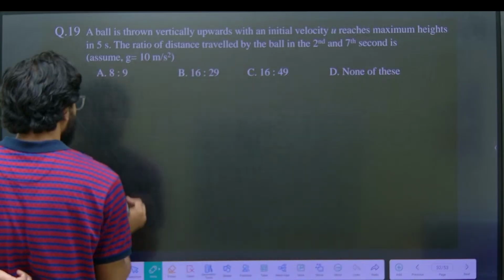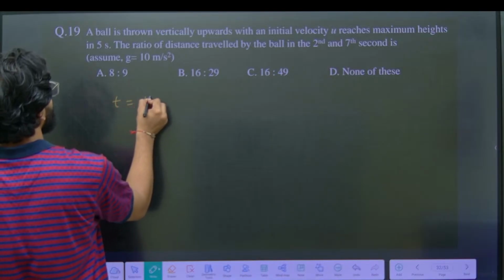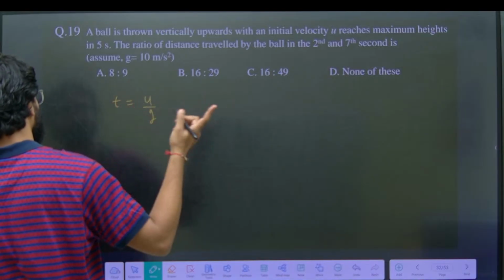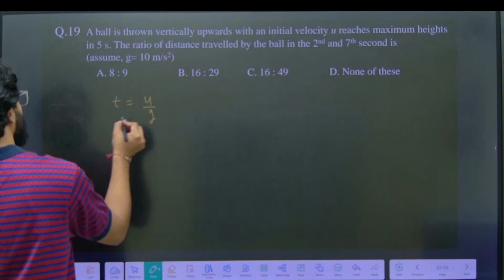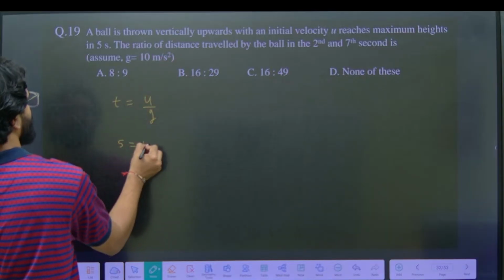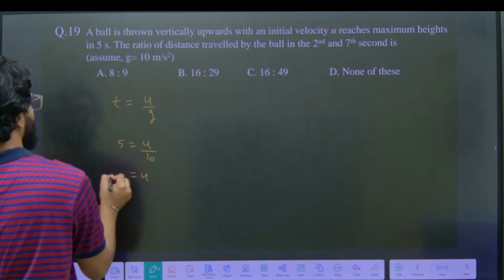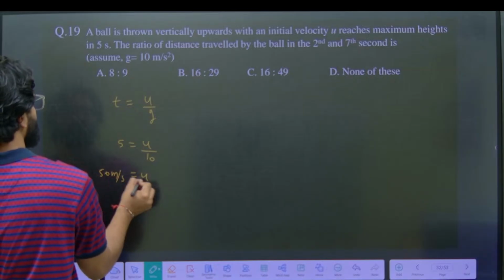So you are reaching maximum height in 5 seconds. It means t equals u by g, because the entire time is 2u by g. So you are reaching the maximum height, it is just u by g. It is 5 equals u by 10. So u is coming as 50 meters per second.